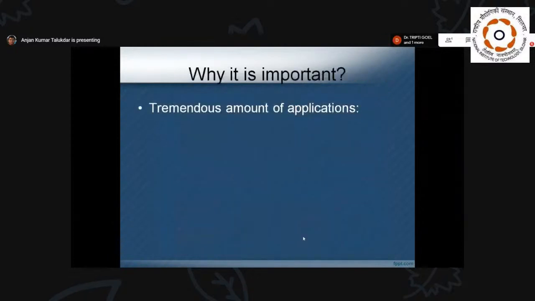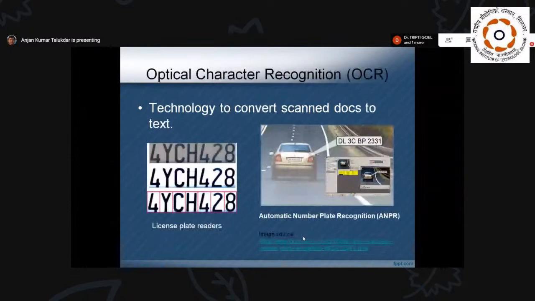Now, why is it important actually? It is important because of the tremendous number of applications nowadays. I will briefly discuss some of them. The first one is optical character recognition. So what is optical character recognition? It is a technology to convert scanned documents into text.